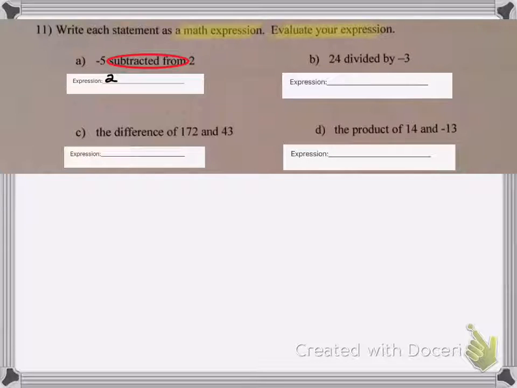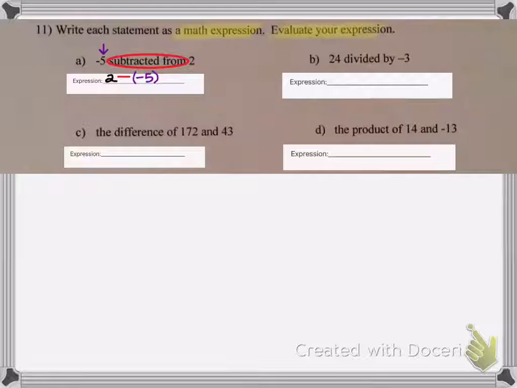Notice how it says subtracted from. That means we started with the number 2 and we subtracted, so there's a minus sign, -5. So what we're subtracting from 2 is the -5. So I already have a minus sign there for the subtraction, but then I have to have a parentheses to separate that negative sign on the 5. So this reads 2 minus -5, which is the same as having a -5 subtracted from 2.